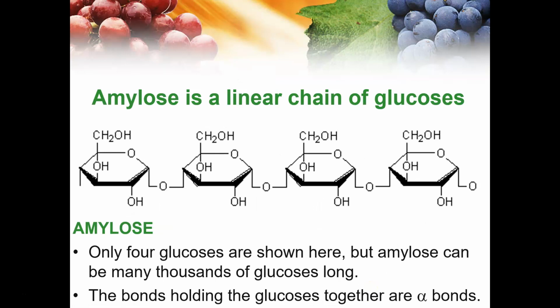And I can link two of the glucoses together, or this picture shows 4 glucoses, but amylose can be thousands of glucoses long. And all of the glucoses that make up amylose are all the same. They're all glucoses and they're all alpha glucoses. So that means the bonds between them are referred to as alpha bonds.